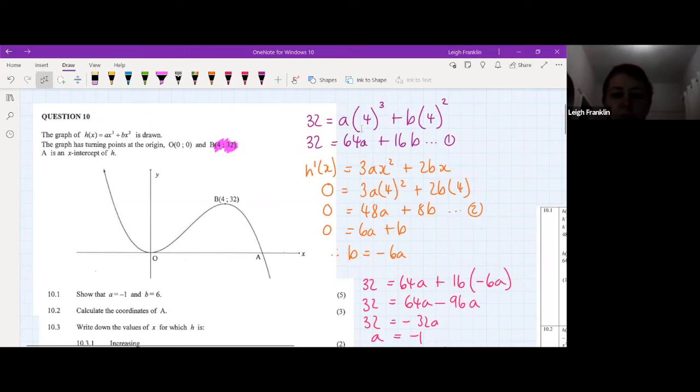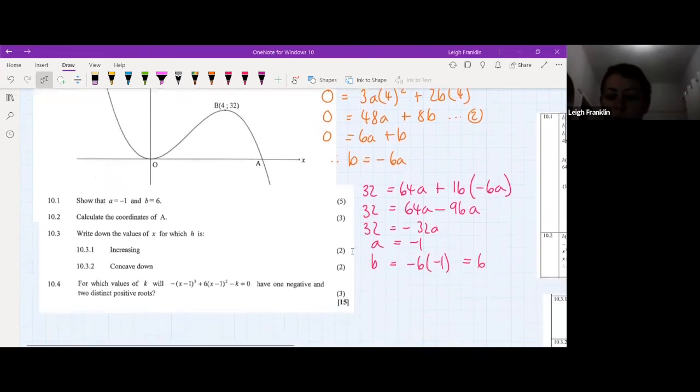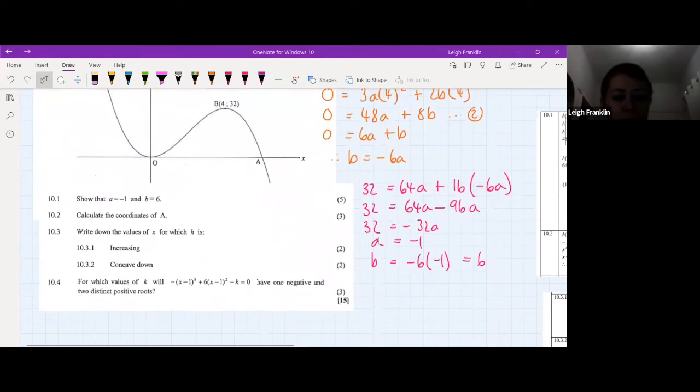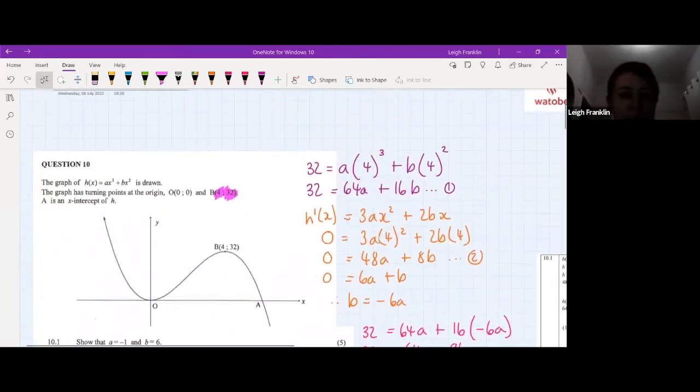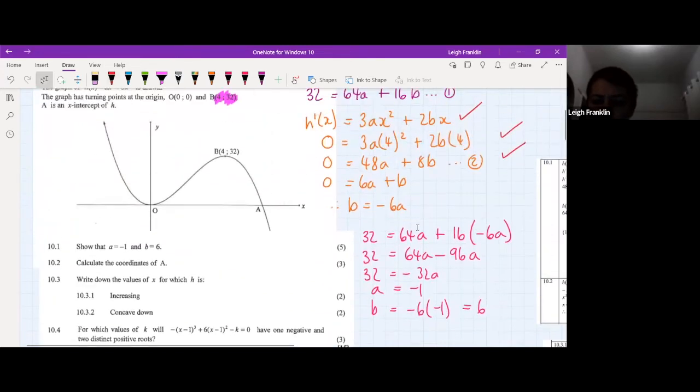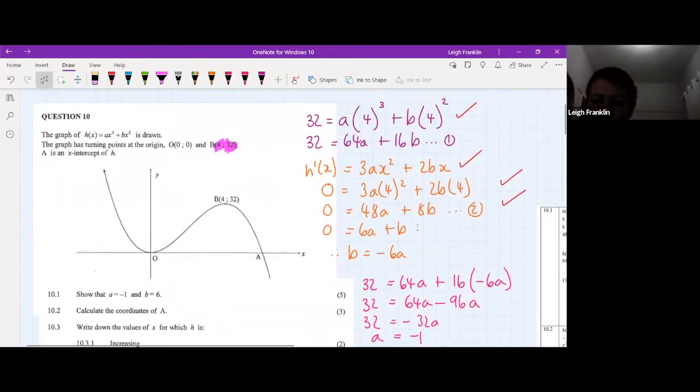Good stuff. Yes, b is positive. It is 6. Quite right, Chantal. -6 times -1, perfect. So that's that. Where would we get our marks here? Let me just show you very quickly. Let's pick red. Definitely a mark for subbing in. Definitely a mark for the derivative. They normally give you a mark for the two equations and a mark for solving simultaneously. And then I suppose, where would the other mark be? The mark for the equations.